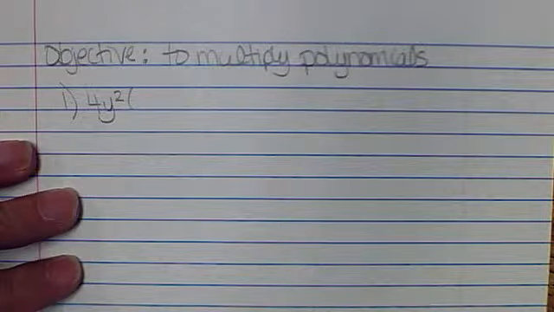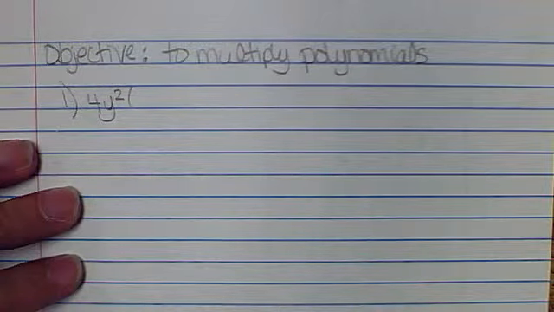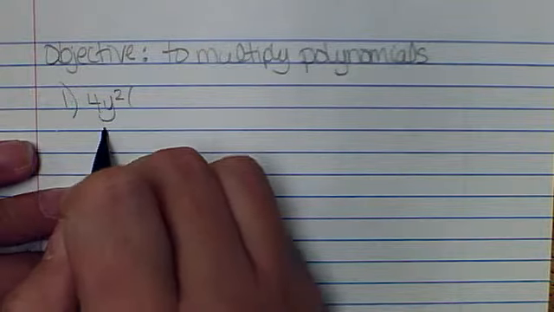Our objective in Algebra 2 today is to multiply polynomials. So this is a review because we have multiplied polynomials before. We are going to use a little bit of a different method today for a couple of the problems and some problems that are more difficult than what we've done in the past. So we're going to start with just a basic review problem.